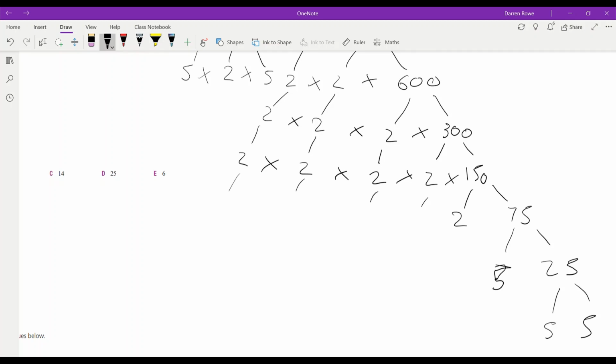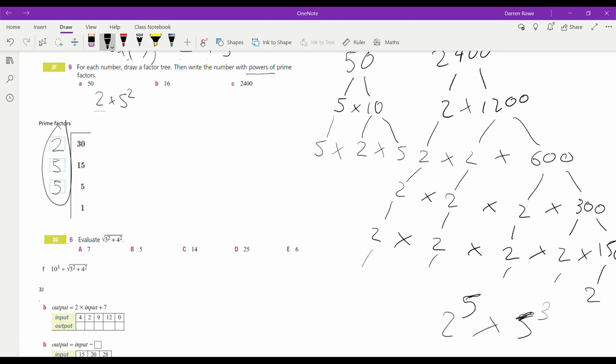So that would be 2 to the 5, because there's 5 2's, times 5 cubed, because there's 3 5's. Let's say 27, like that. So you can say, well, let's divide it by 3, which equals 9, divided by 3, which equals 3, divided by 3, which equals 1. You can say the prime factors are 3 cubed.